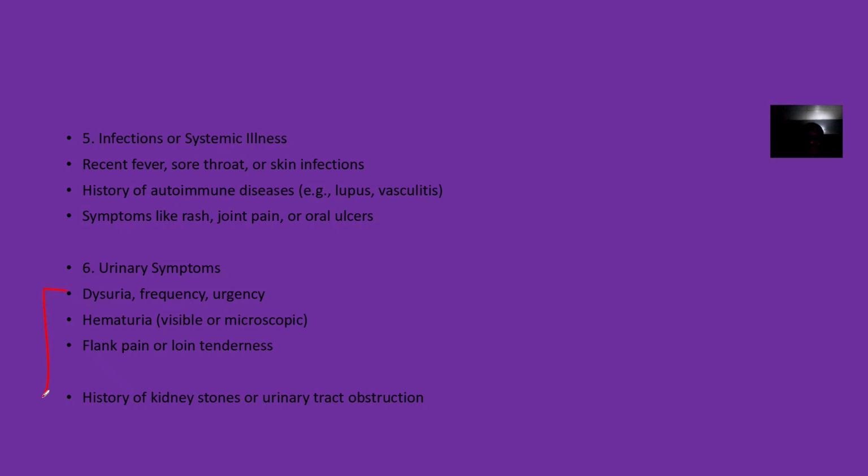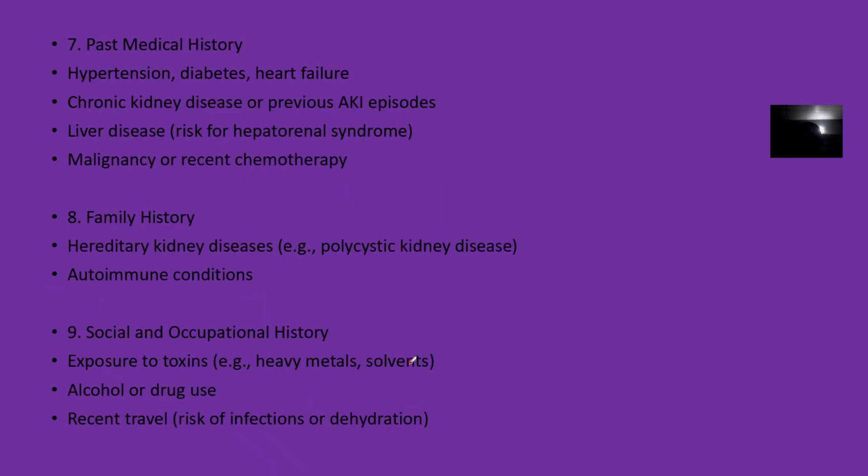Then you come down to the kidneys and see how their kidneys are doing by trying to know how the kidneys are putting out urine, the frequency, the urgency, okay. If there's blood in urine, there's flank pains or loin tenderness, if there's history of kidney stones or urinary tract obstructions.